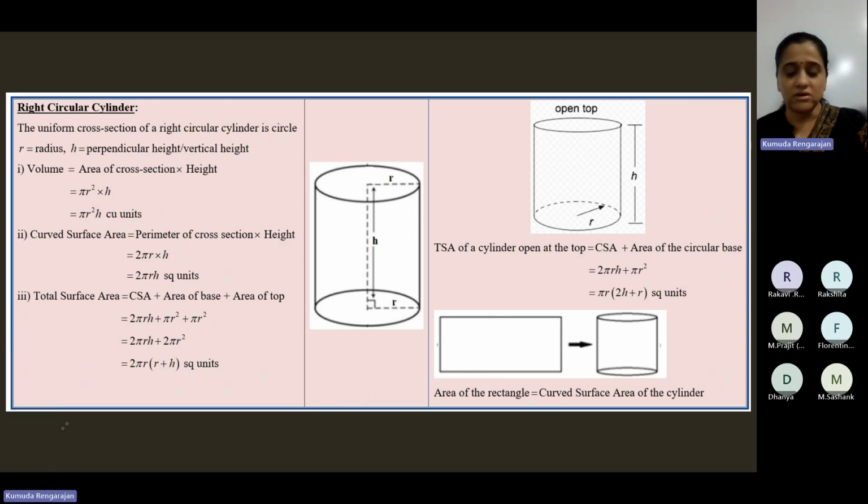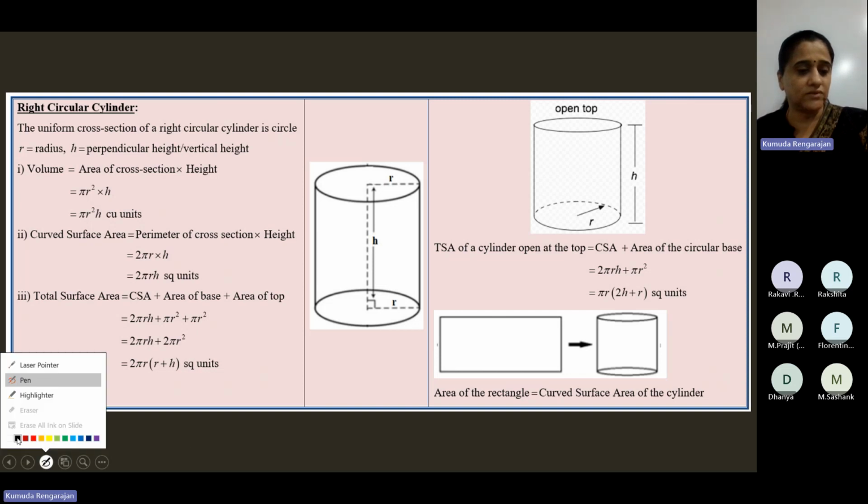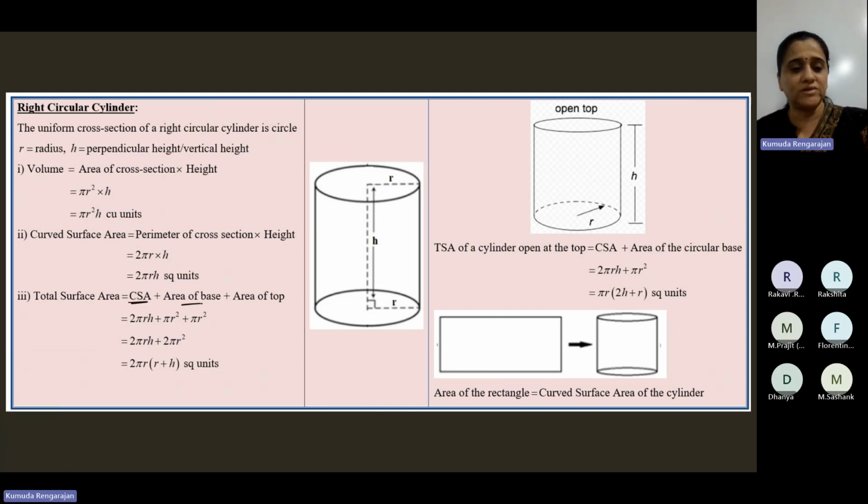Now, a cylinder has one curved surface and two flat surfaces, two circles and one curved surface area. So it has one curved surface and two plane surfaces, or flat surfaces. So the TSA of a cylinder will be CSA plus area of base plus area of top: 2 pi r h plus pi r square plus pi r square.